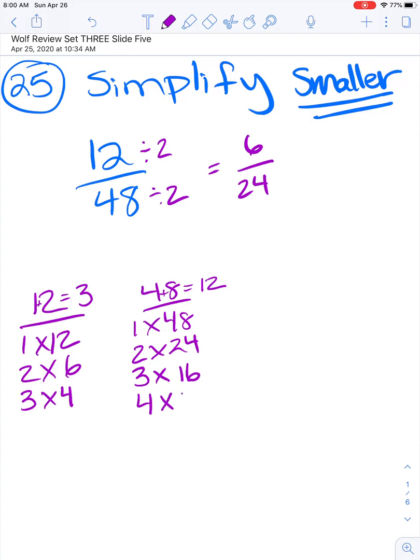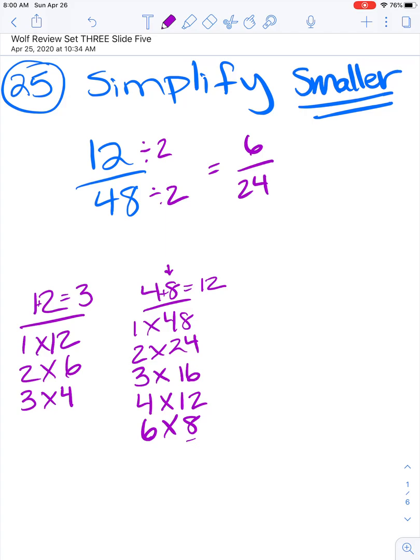Let's see if 4 goes in. 4 does. 4 goes in 12 times. Will 5 go in? No, because this number in the ones place has to be a 5 or a 0. Let's do 6s. 6, 12, 18, 24, 30, 36, 42, 48. 6 times 8 is 48. Let's try 7s. 7, 14, 21, 28, 35, 42, 49. Nope. Next number is 8. We get to a number we've used, we stop.